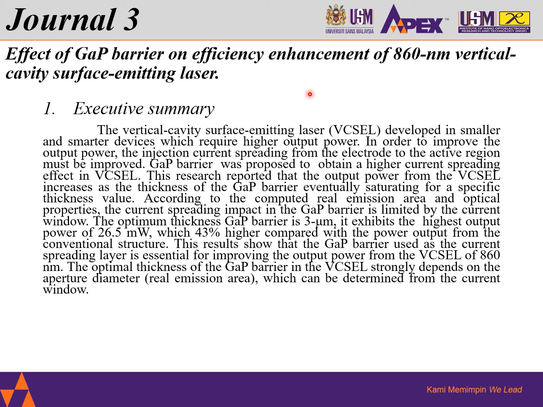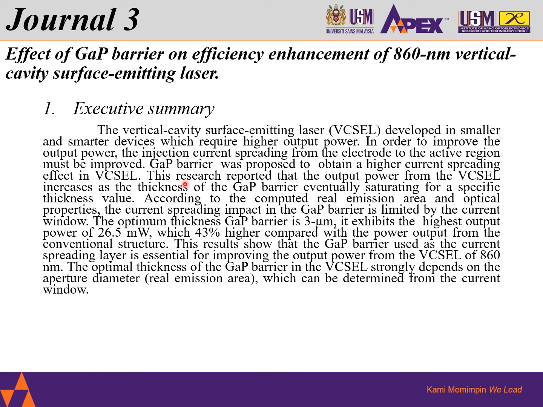This third journal also discusses the VCSEL. As we all know, VCSELs are developed for smaller, smarter devices which require higher output power. So in order to improve the output power, the injection current spreading from the electrode to the active region must be improved. A gallium phosphide barrier was proposed to obtain a higher current spreading effect in the VCSEL.